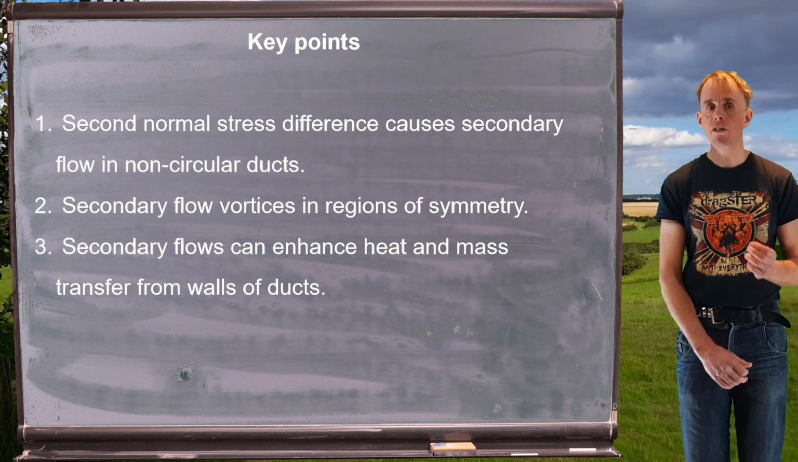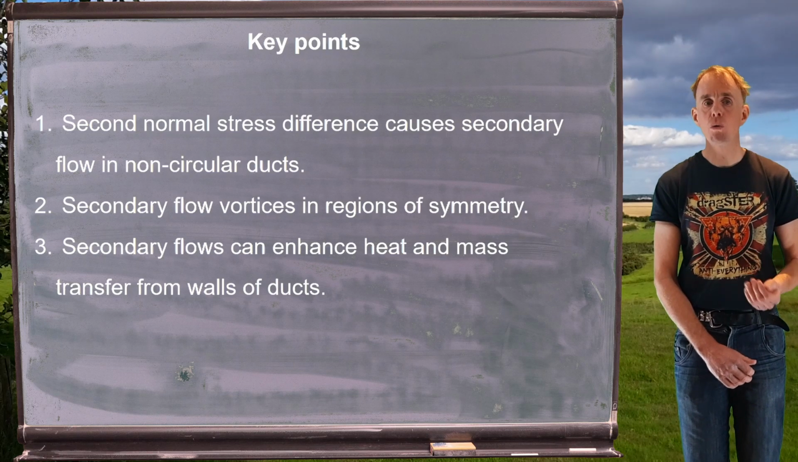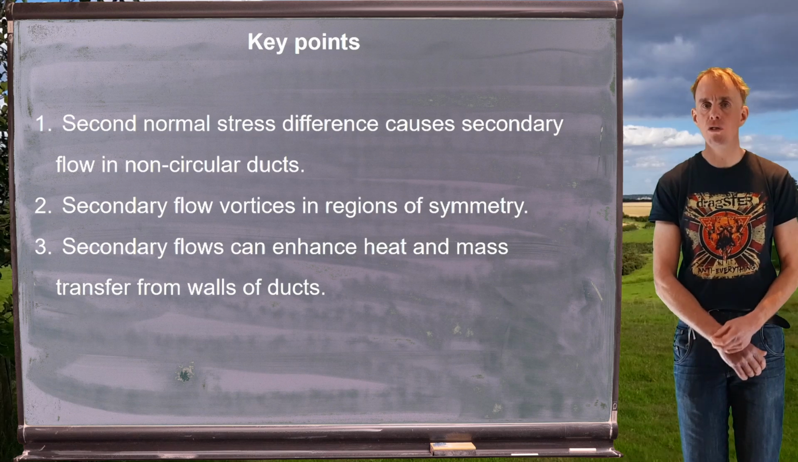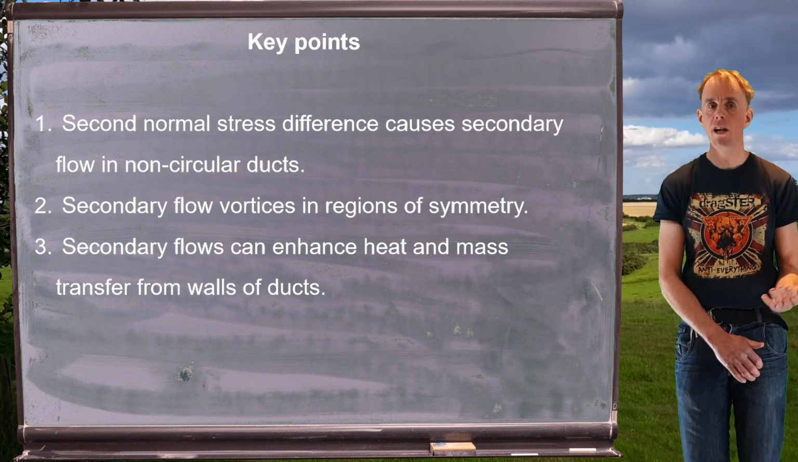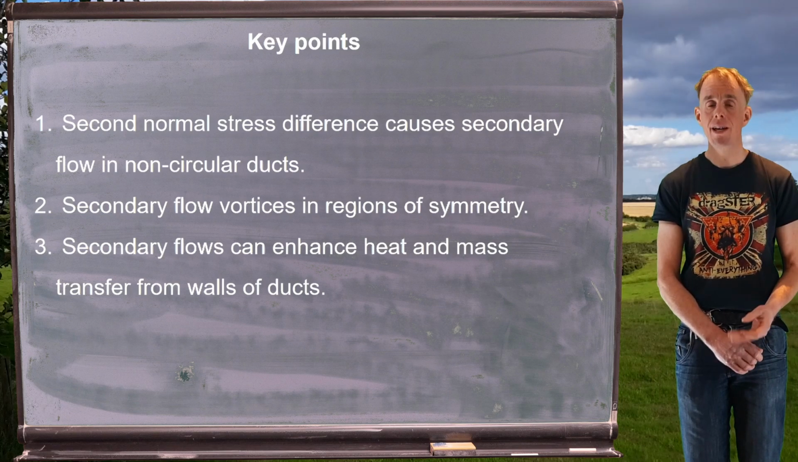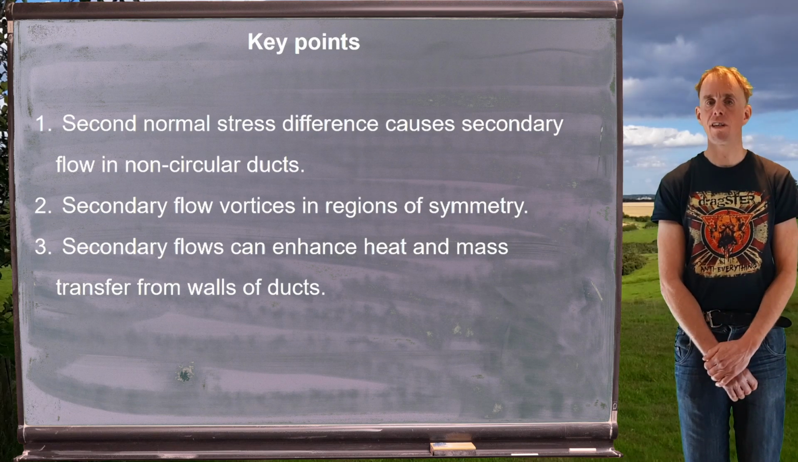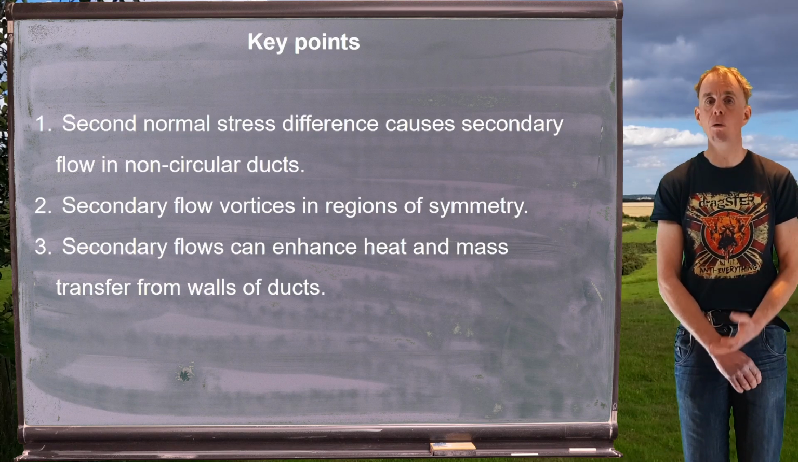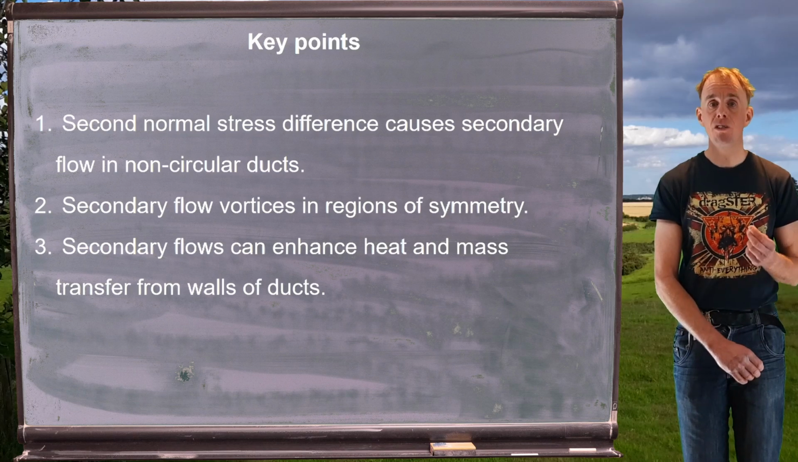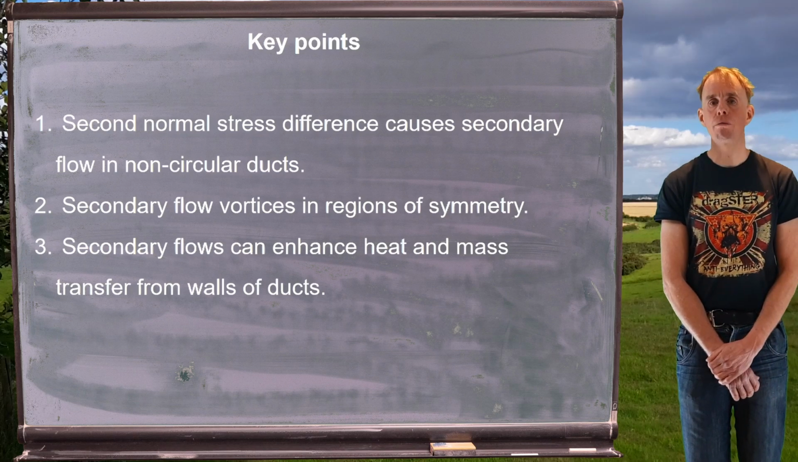We've seen that second normal stress differences cause secondary flows in non-circular ducts. We've seen that these secondary flow vortices are in regions of symmetry, and we've discussed the fact that these secondary flows can enhance heat transfer and they can enhance mass transfer away from the walls of these ducts, and also they explain certain instabilities when you're processing multi-layer films in extrusion.